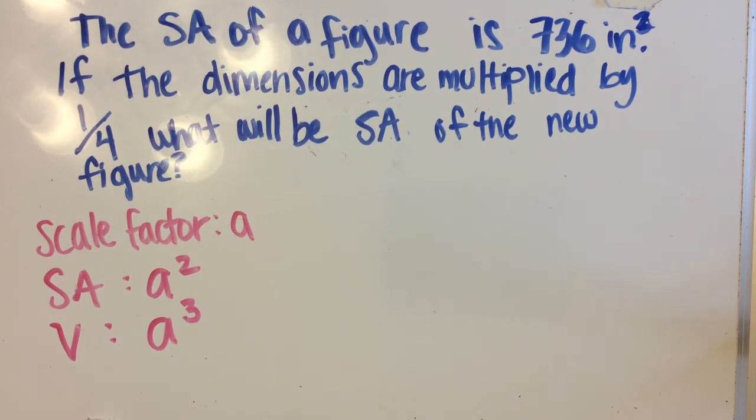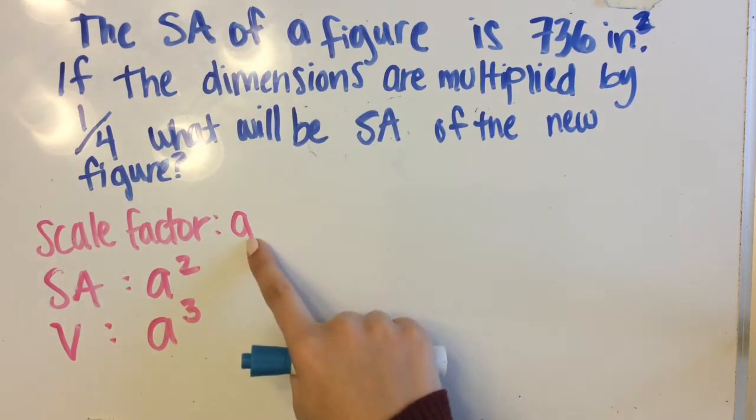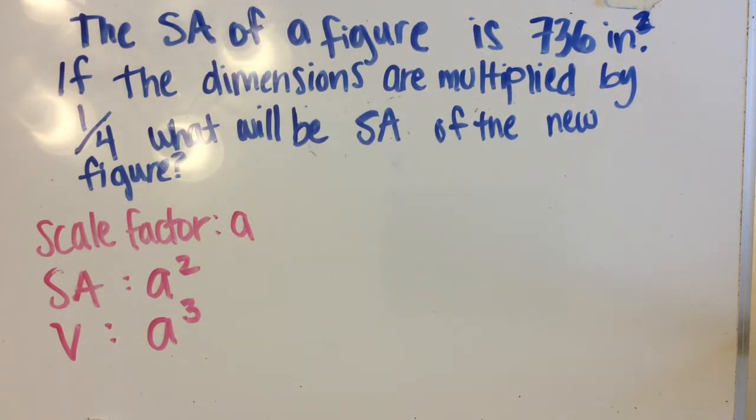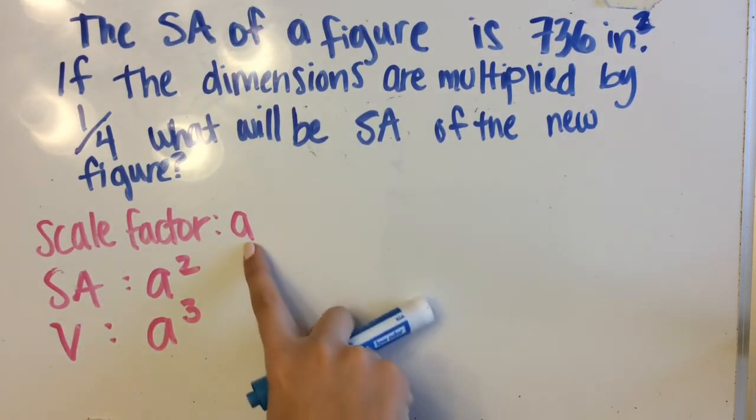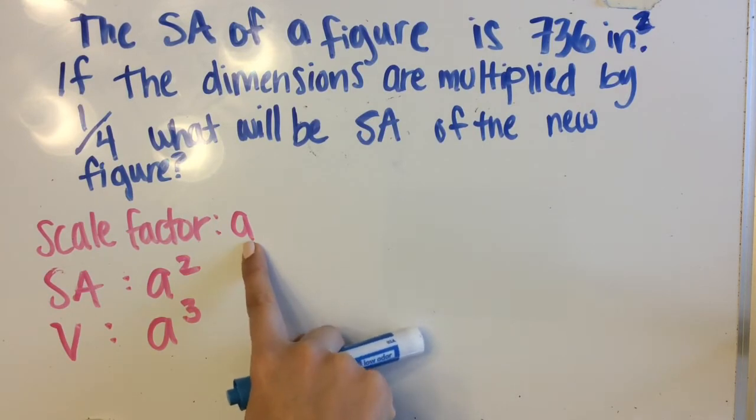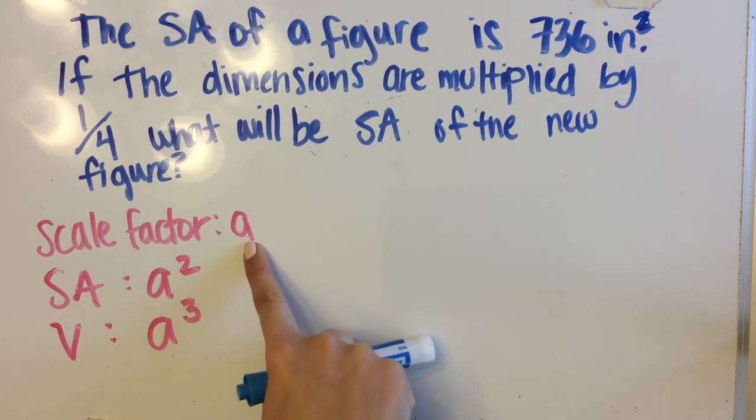Okay, if all the dimensions change at the same time, the factor by which we're changing the dimensions, if that scale factor is a, let's say we're making everything a times bigger, a times smaller, then the surface area will change by a squared, and the volume will change by a cubed. So if I'm doubling everything, that means I'm multiplying my figure by a scale factor of 2. That means 2 is my a.